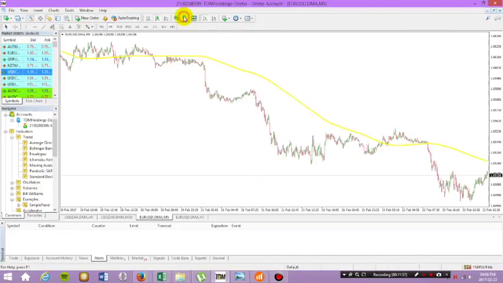Now this is our 200 simple moving average time period. So the analysis always remains the same. Whenever your moving average is above your chart, it's an indication of a downtrend, which you can clearly see, and whenever it is below, it's an indication of an uptrend. But as you can see, the larger your time period, the less accurate it gets.